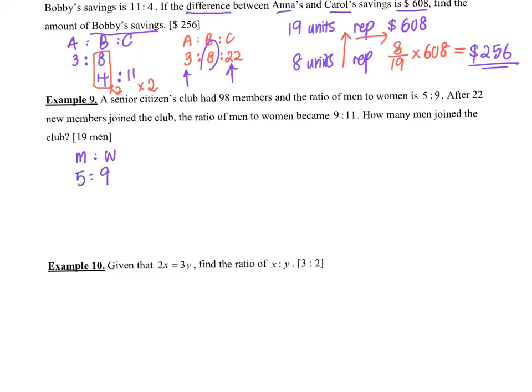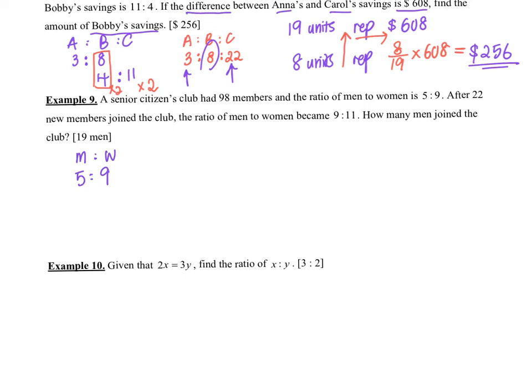Okay. After 22 new members joined the group, the ratio of men to women became 9 is to 11. Oh, before and after, right? So, how many men joined the club? Okay, now let's take a look at the total.